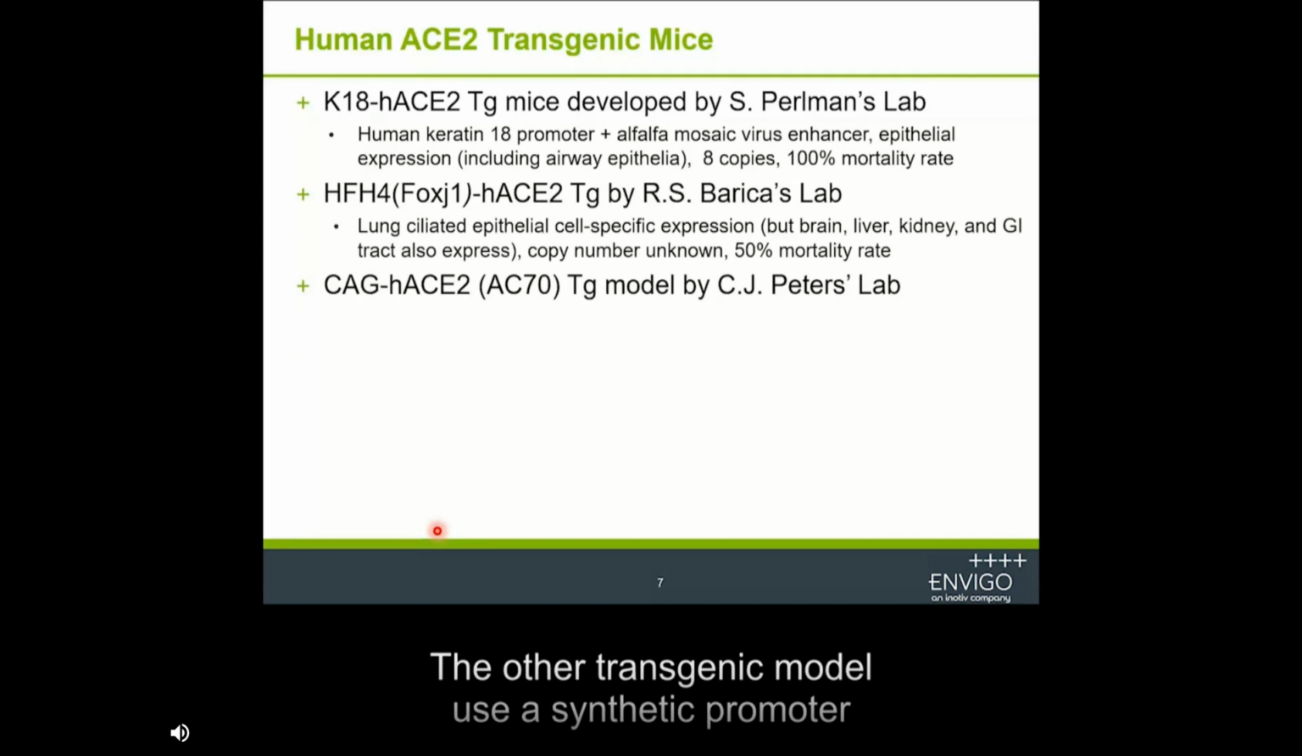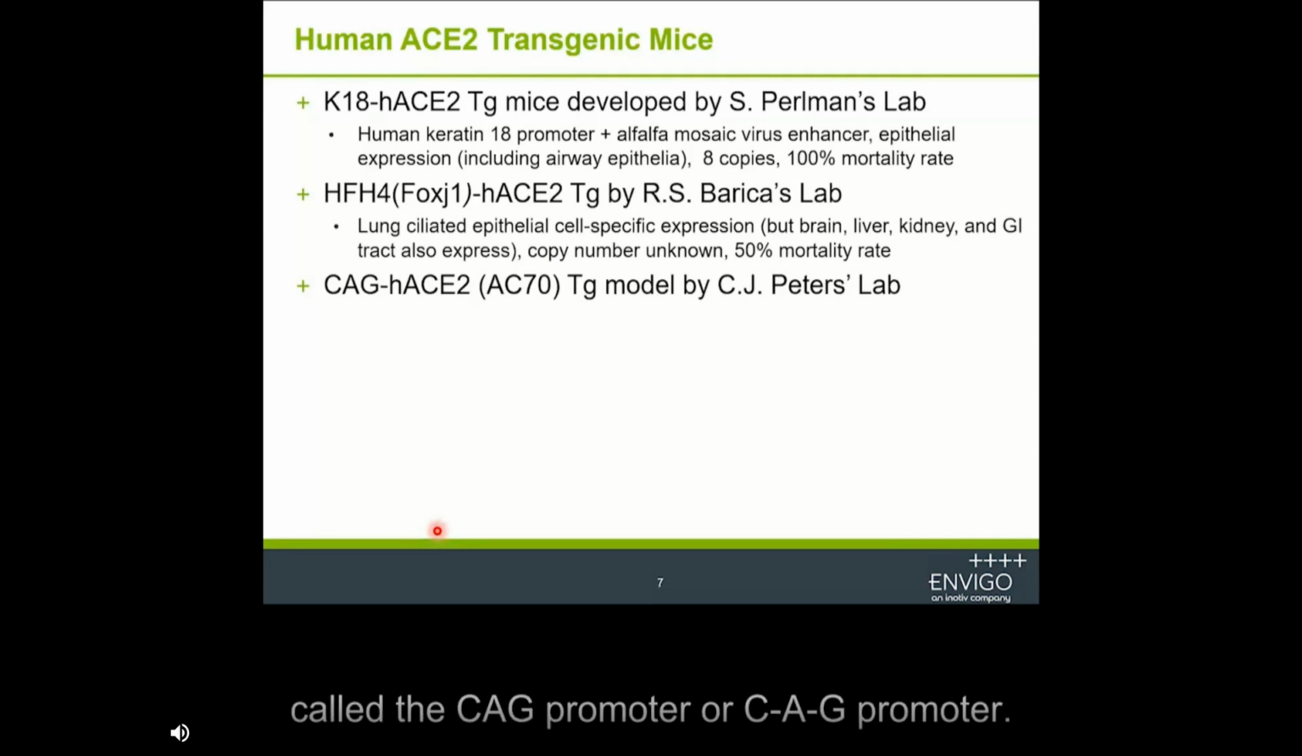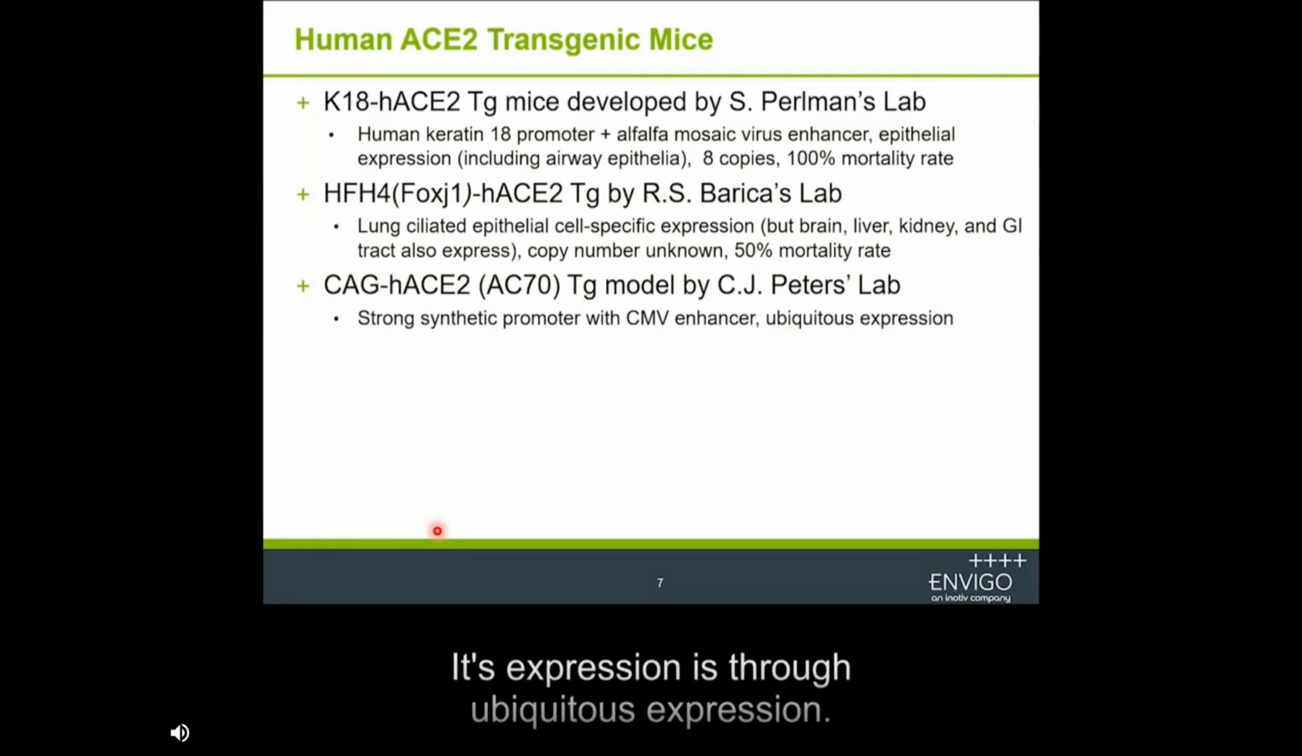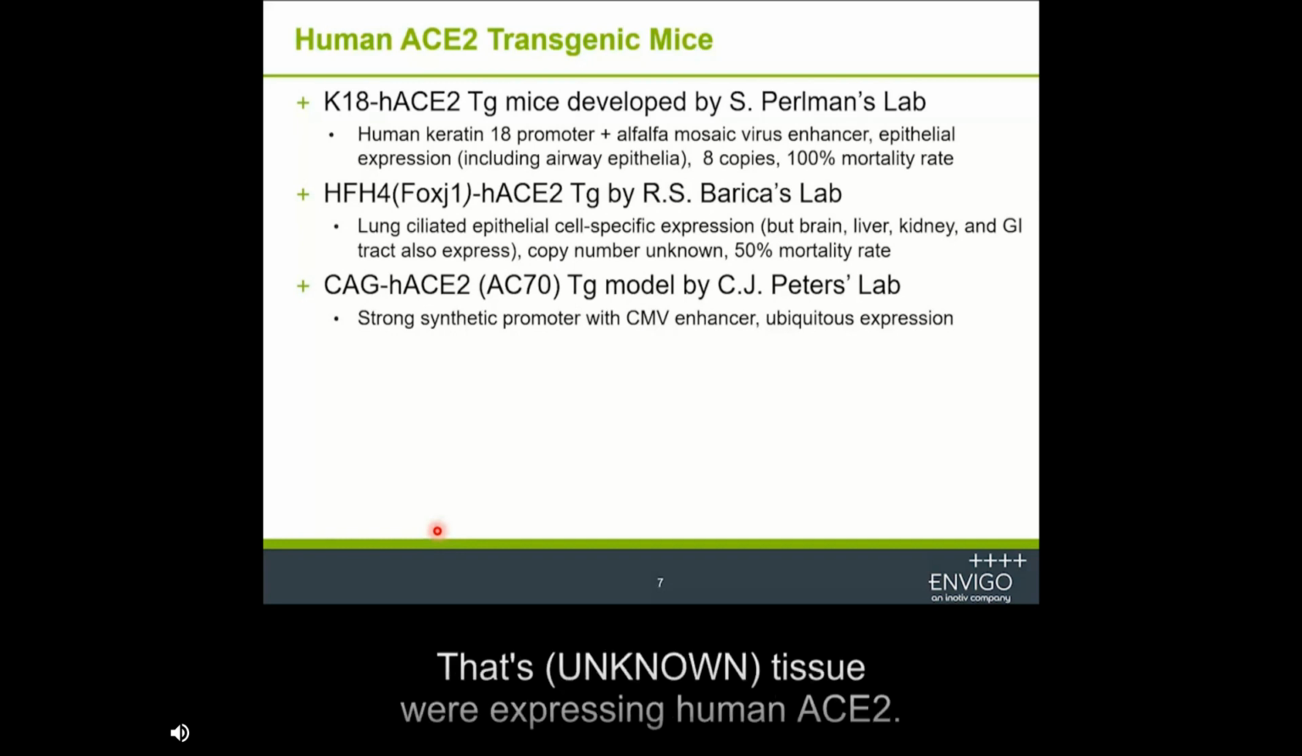The other transgenic model uses a synthetic promoter called the CAG or CAG promoter. We know the CAG promoter is a very strong synthetic promoter with a CMV enhancer. Its expression is ubiquitous, so basically every tissue is expressing human ACE2.